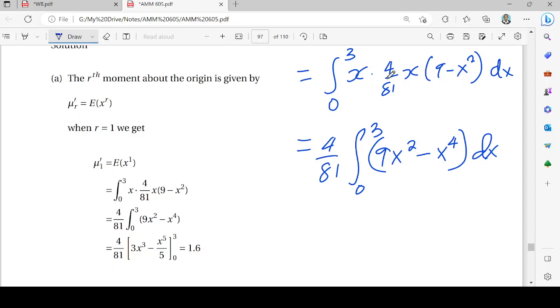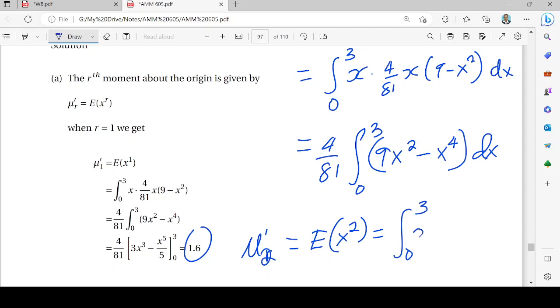So this is the function to integrate. So we simplify first. We don't integrate when it is like this. We simplify first, then integrate. Once we do that, then we get the mean is 1.6 as we have here. If we want to find the second moment about the origin, then this will be the expected value of x squared. So we shall write the integral from 0 to 3, x squared times 4 over 81 x into 9 minus x squared. And we integrate with respect to x.